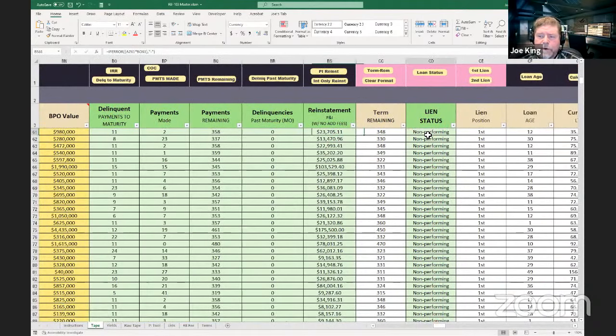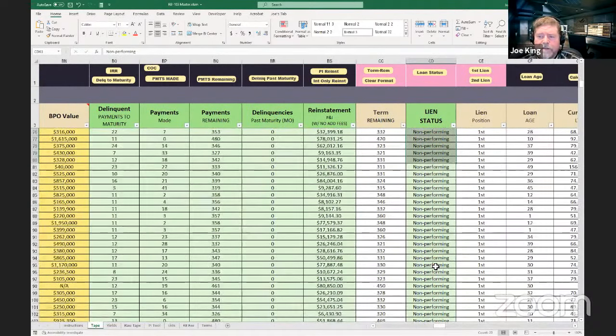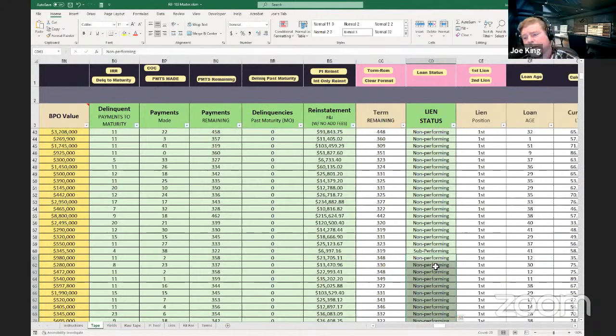And then also we've created this column here to identify whether it's a non-performing, subperforming, or performing note. And the way we define it is a non-performing note has delinquent payments that are 4 or greater. Anything between 1 and 3 is considered subperforming. And then of course a performing note doesn't have any delinquencies.